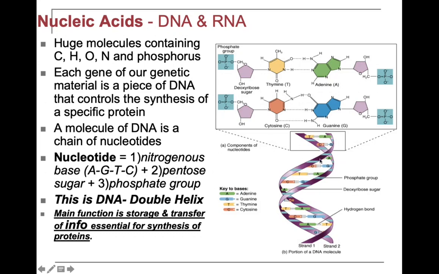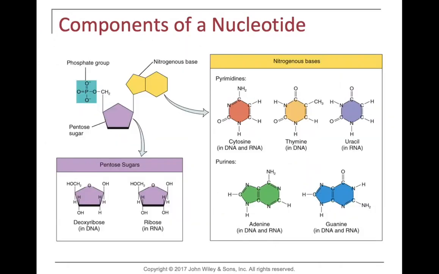You can see the DNA is that double helix. The main function of DNA is the storage and transfer of the information essential for the synthesis of protein. But it's not actually producing. The production and the protein synthesis is really where the RNA comes into play.